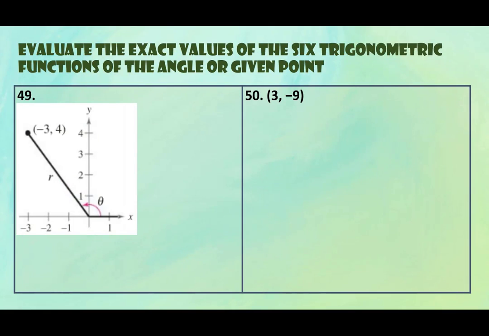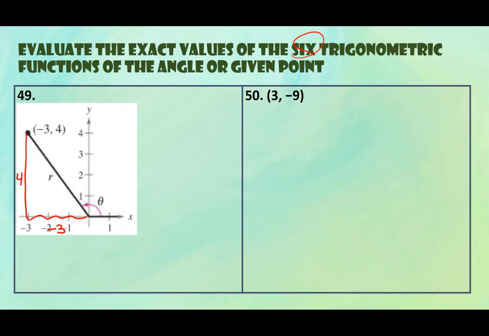So what we're going to do is evaluate the exact values of the 6 trigonometric functions of the angle for the given point. So here we have our r. We're going to find sine, cosine, and tangent, and actually we're going to find all 6. So here's our angle, right? This side right here is -3, and this side here is 4.